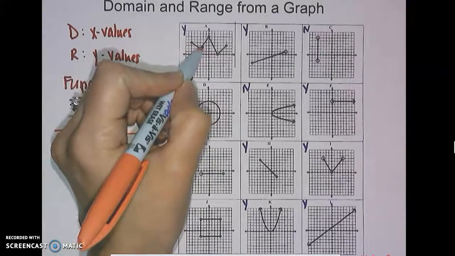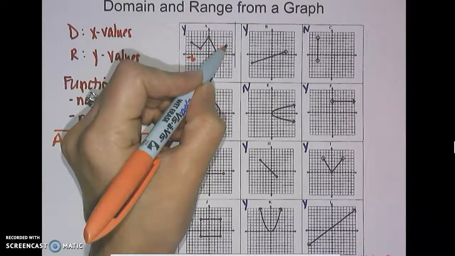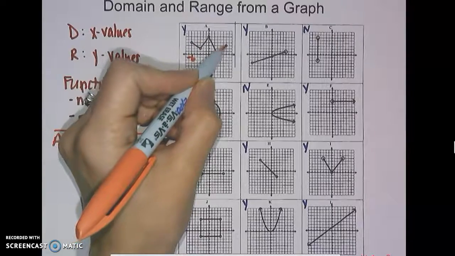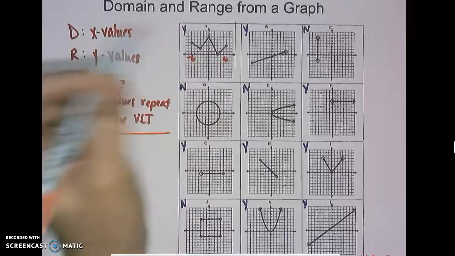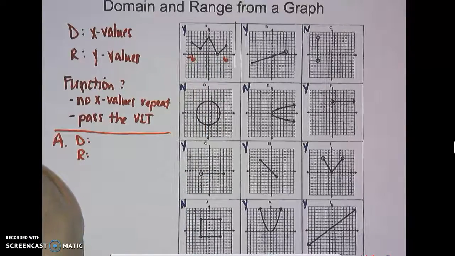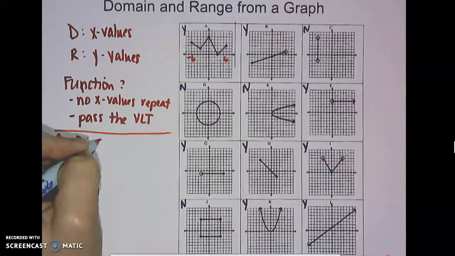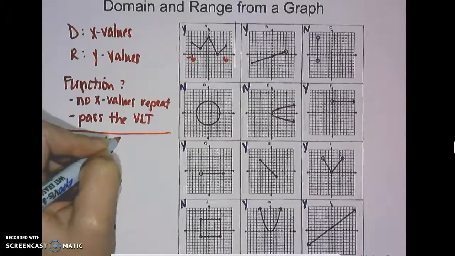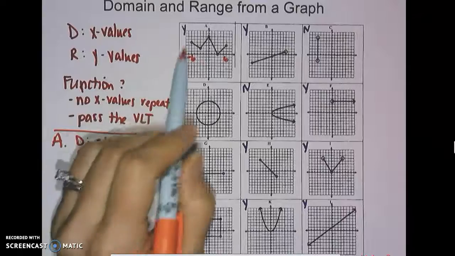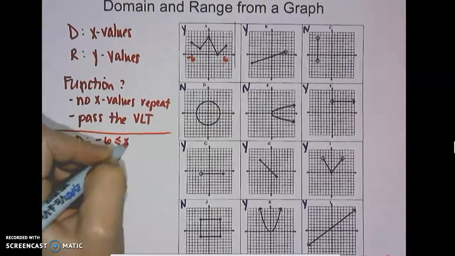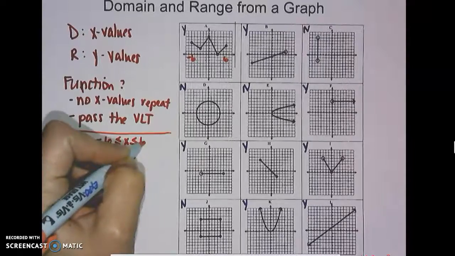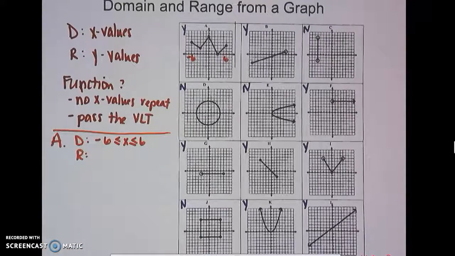And all of these are closed dots. It doesn't matter that it goes up or down, things like that. All the way over here, we have +6. So everything from -6 to +6 is taken care of. So we would write our domain as -6 is less than or equal to x, which is less than or equal to +6, since it's got closed dots throughout, because everything's contained within those values.